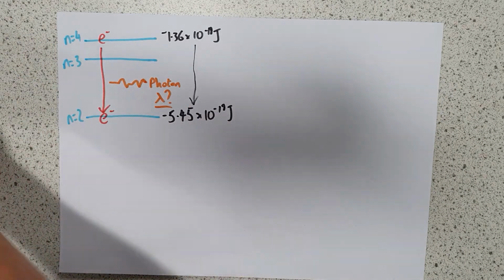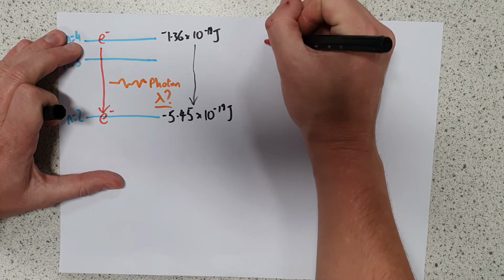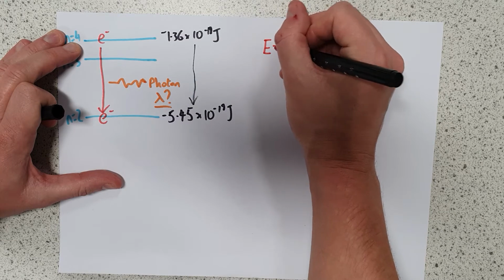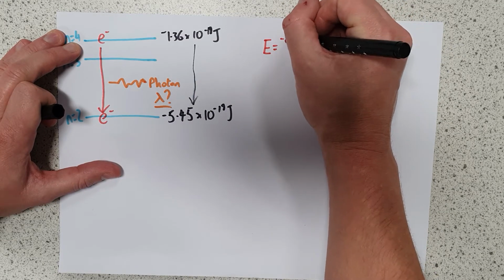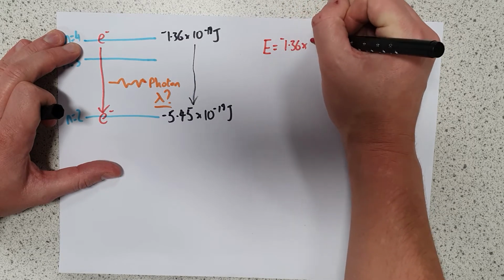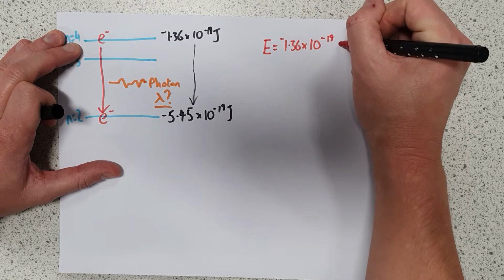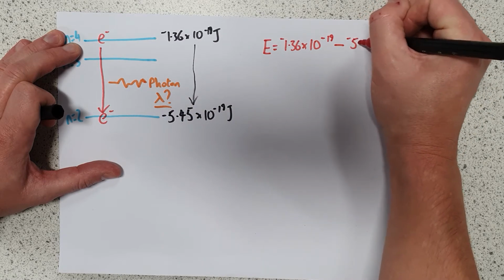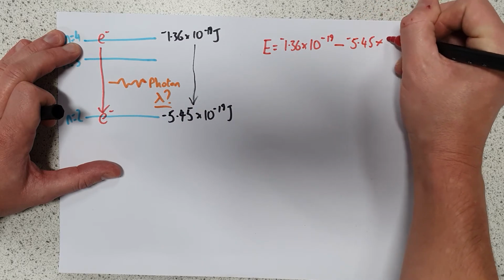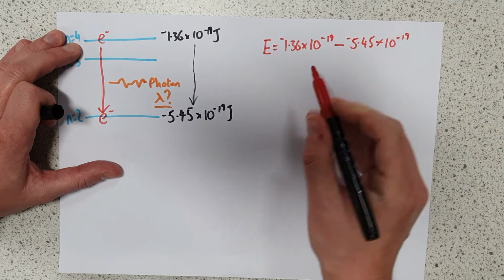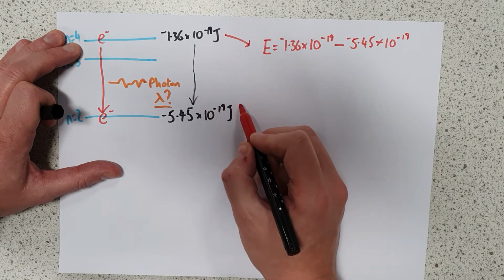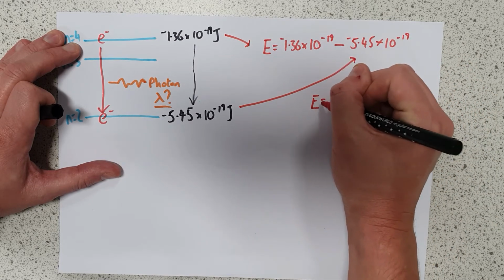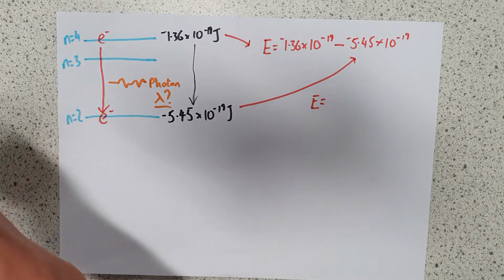So from this information we can calculate the energy that is emitted in the photon. In this case, E is going to be equal to minus 1.36 times 10 to the minus 19 minus this number here, so minus 5.45 times 10 to the minus 19. That number comes from there, and that number comes from there. So we need to calculate this now.